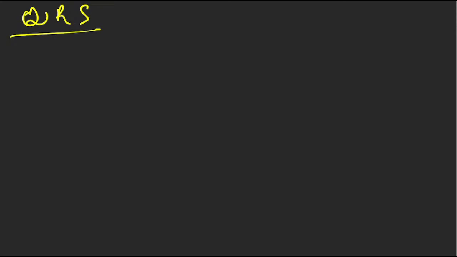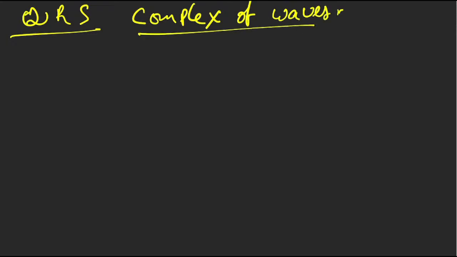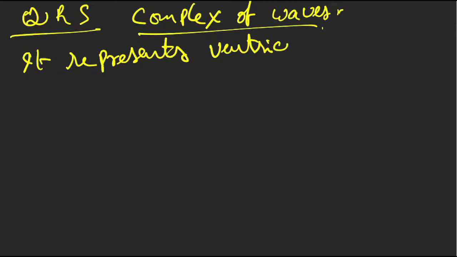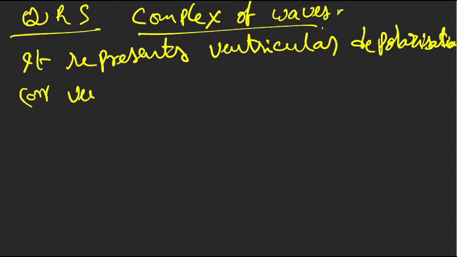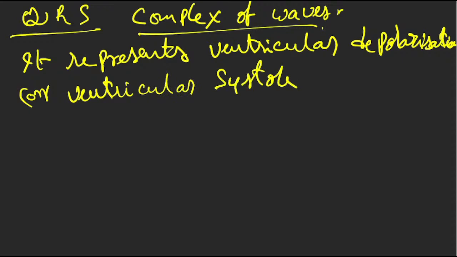Then the next wave is QRS. QRS complex of waves represents ventricular depolarization, or ventricular systole.